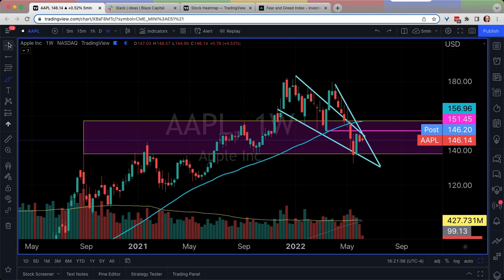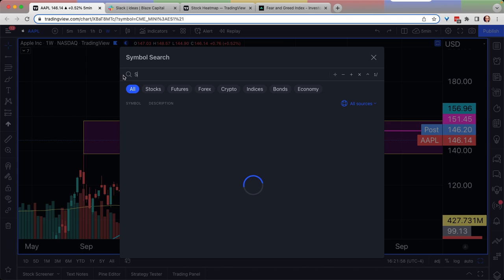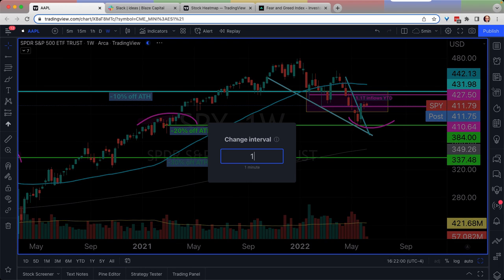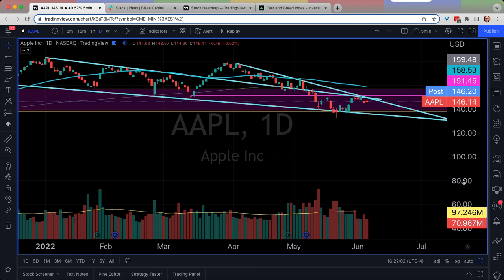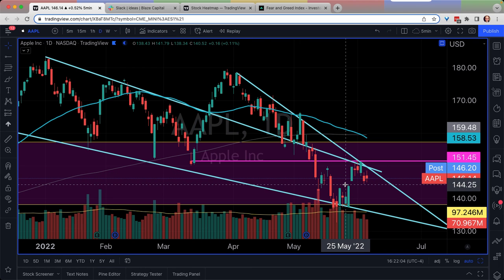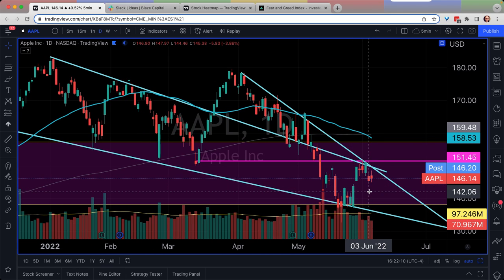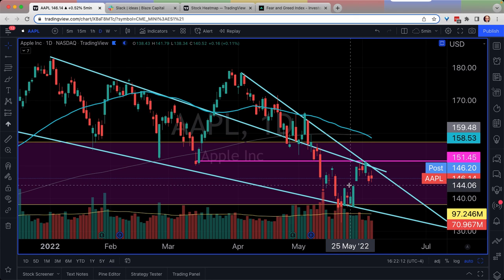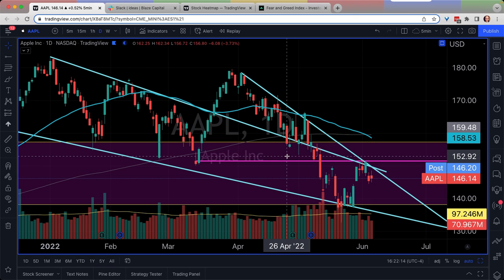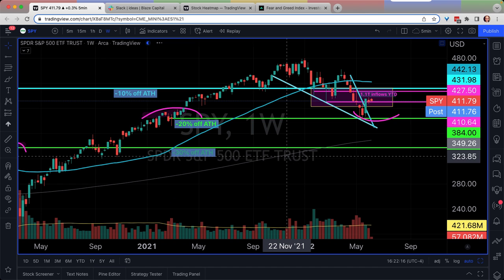One more thing I forgot to point out here on Apple is the gap that's left on the daily chart. I forgot to talk about that. There's still a micro gap here. The high is at 144.34. The low we put in last week, 144.46. There's a tiny little gap there. Everything else has already filled it. Maybe it'll do it.